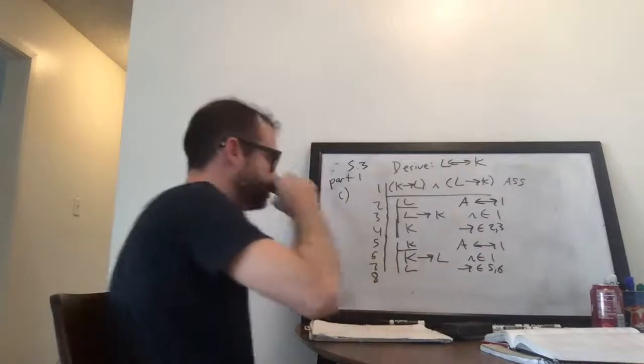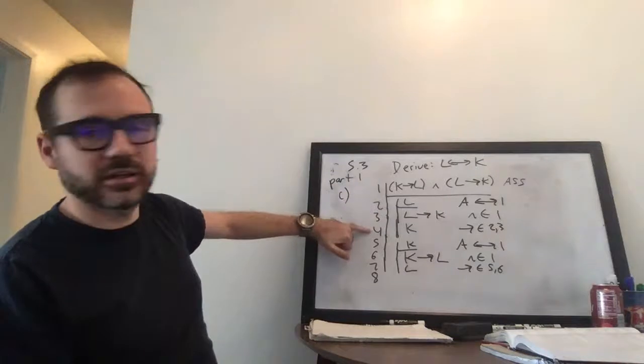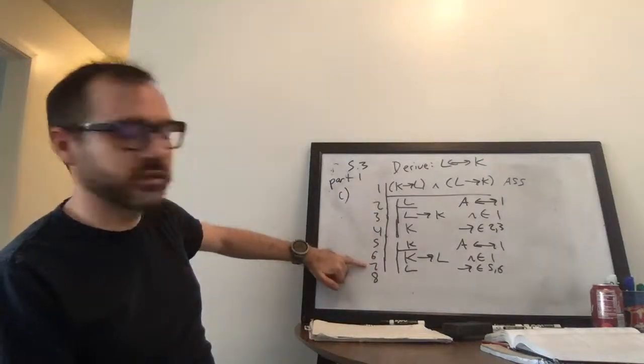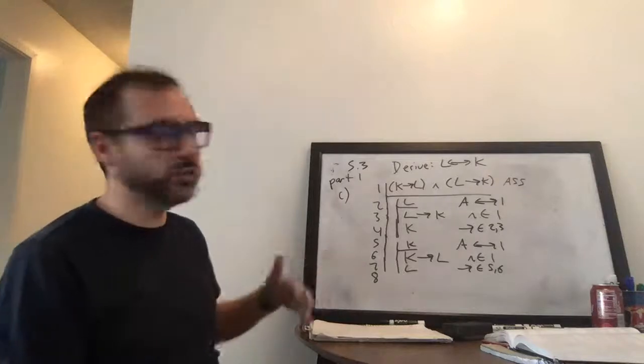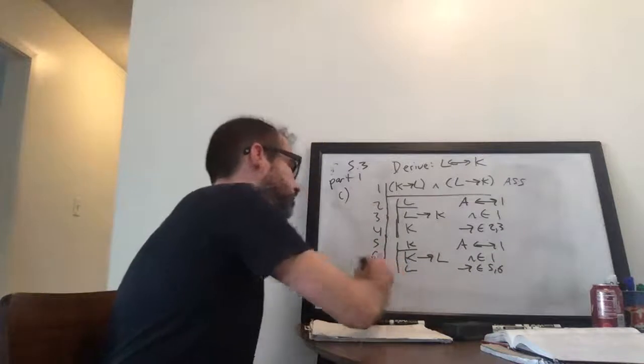All right, so just examine what's on the board. Has L led to K? Yes. And then in a second sequence, has K led to L? Also, yes. So when that has been accomplished, what's the final outcome of all that on line 8?